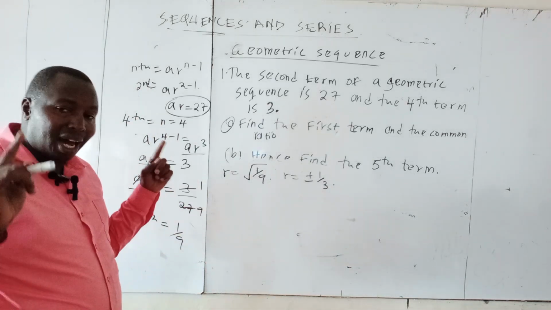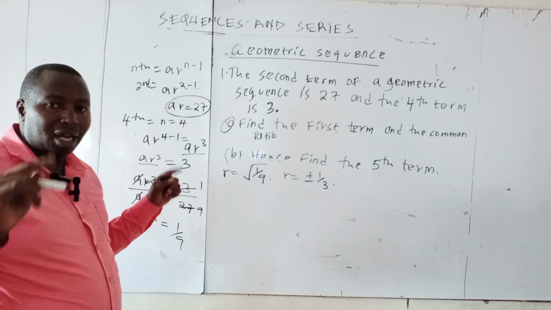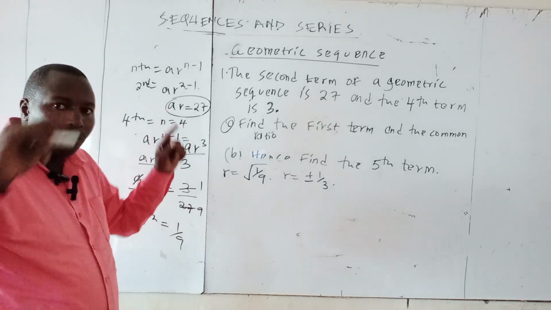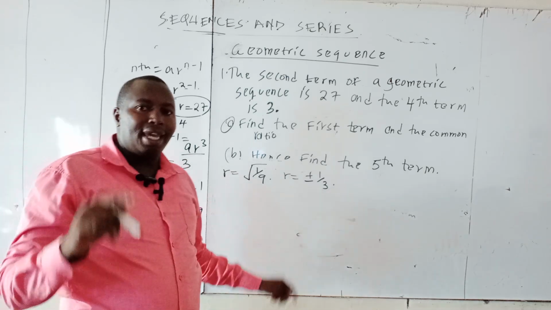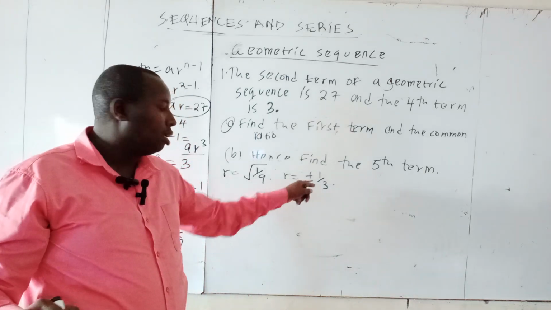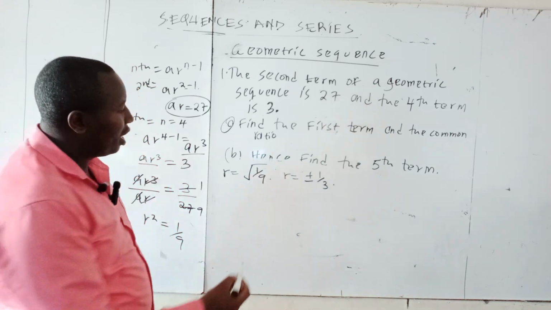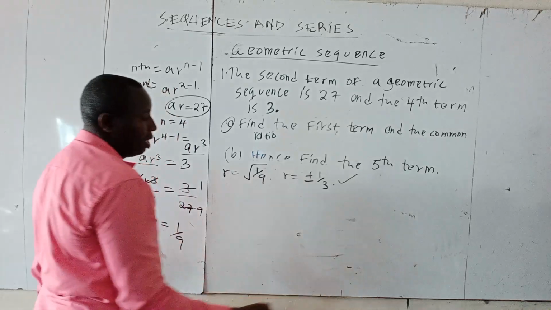So in this case, because r is a square root, r squared is 1 over 9. So r is the square root of 1 over 9. Then r is plus or minus 1 over 3. So for the first term, we already have the value of r. It is either plus or minus.